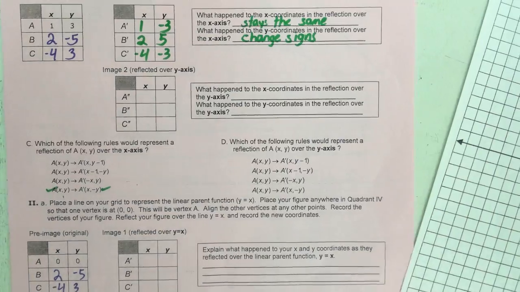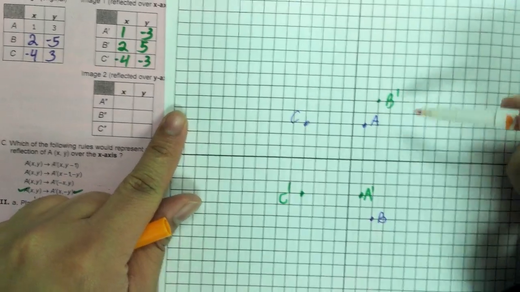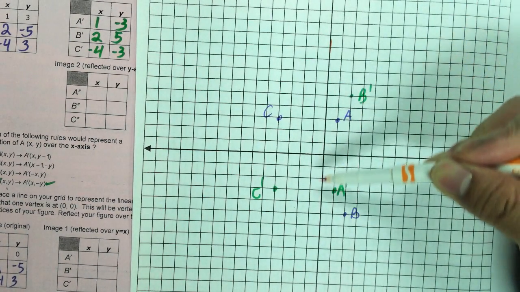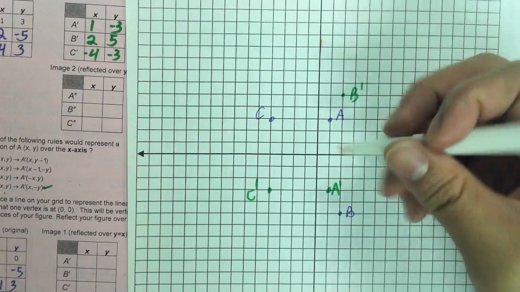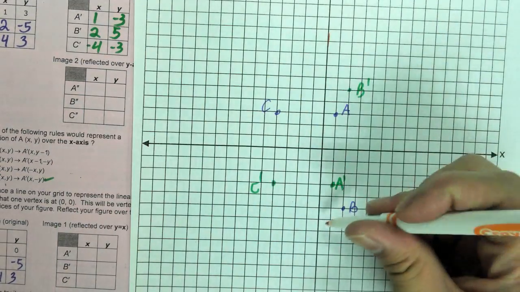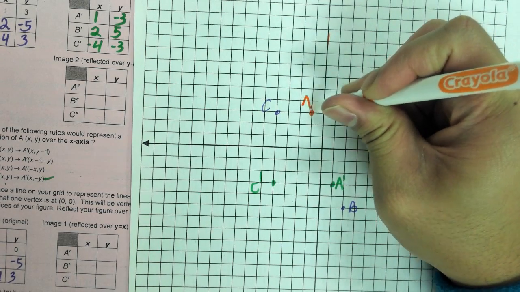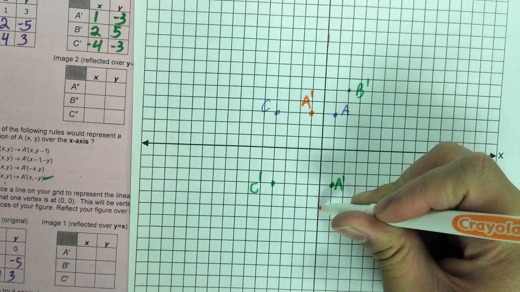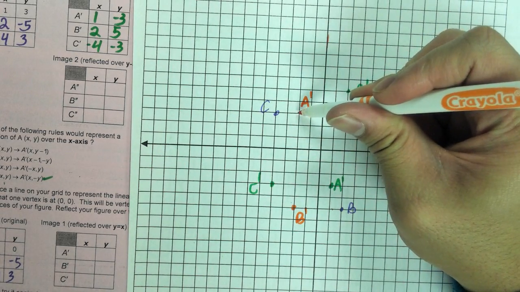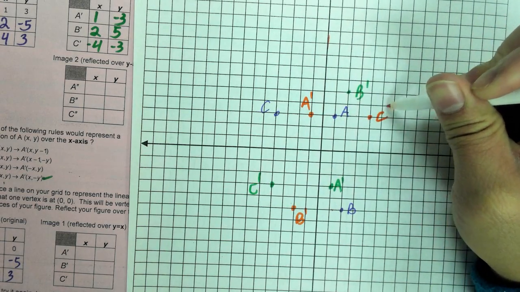Alright, next let's reflect over the y-axis. Going back to my original points in purple. This right here is the y-axis. So when we flip, I flip from left to right. Starting with A, 1, keep counting, A prime. B, 1, 2, 1, 2, B prime. And C, 1, 2, 3, 4, 1, 2, 3, 4, C prime.